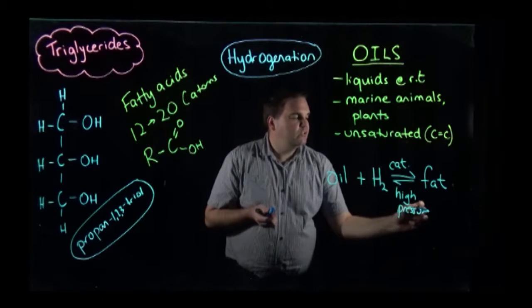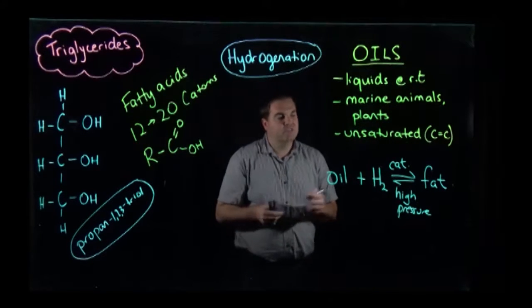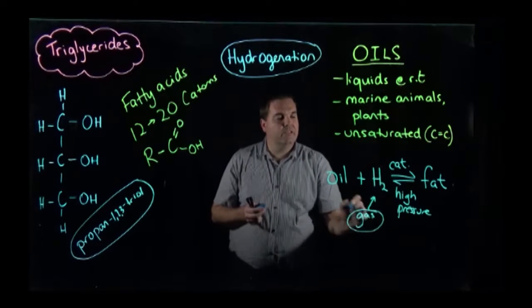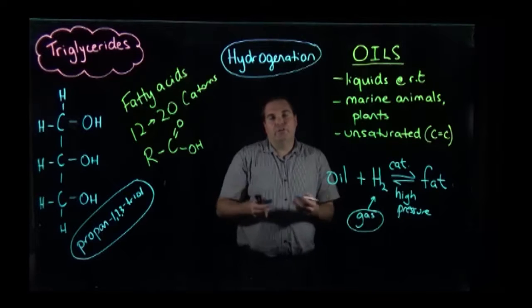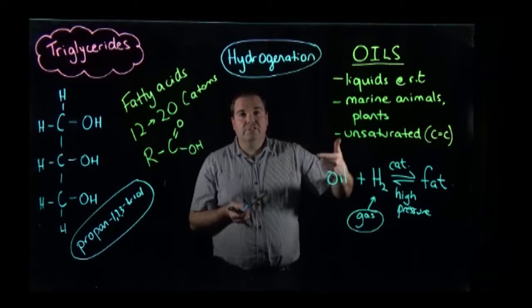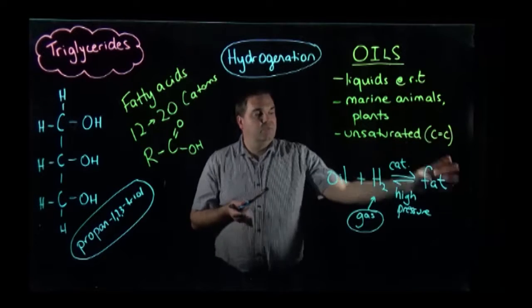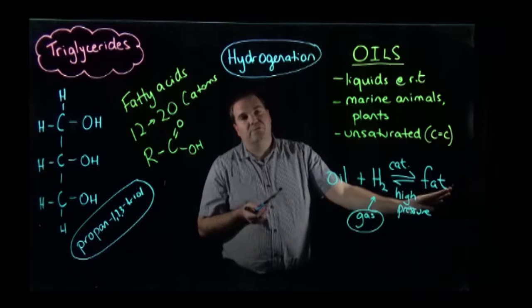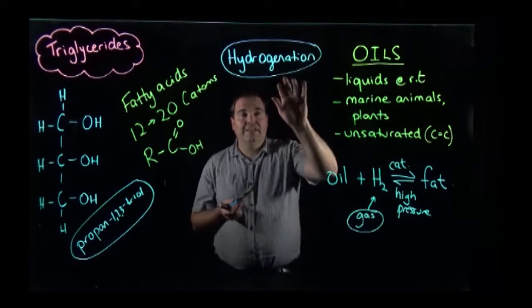Now the reason for that is due to Le Chatelier's principle. Over this side you've got a gas, that's the only gas within this, that's a liquid, that's a solid. So the only thing that will be influenced by pressure is the hydrogen gas. So if you increase the pressure, it's going to go to the side with the least number of moles of gas, which is your product. So it's going to push your equilibrium towards the fat side. So that's hydrogenation.